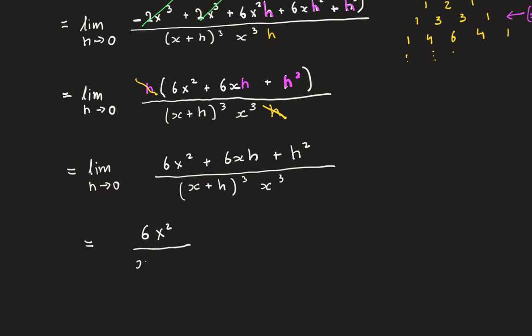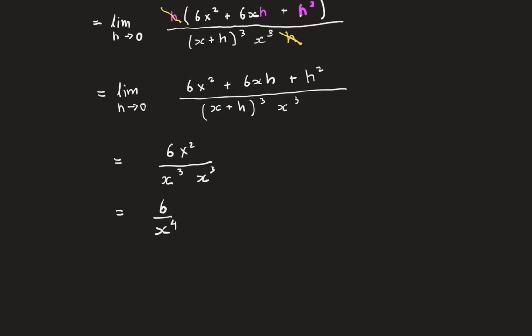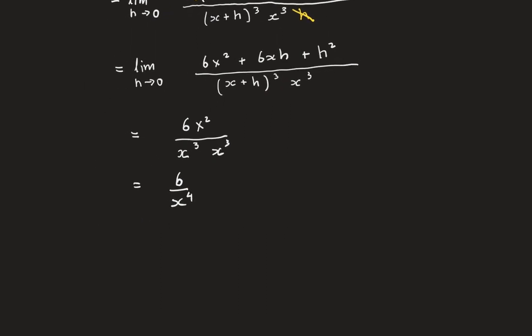And we'll just write in the denominator, this h here is also 0, so we'll just put x to the power of 3 multiplied by x to the power of 3. That's all we're left with. Now we do need to simplify this one more time, and we are left with a function that is 6 over x to the power of 4, and this we call a gradient function. This gradient function is able to determine the gradient at each value of x.